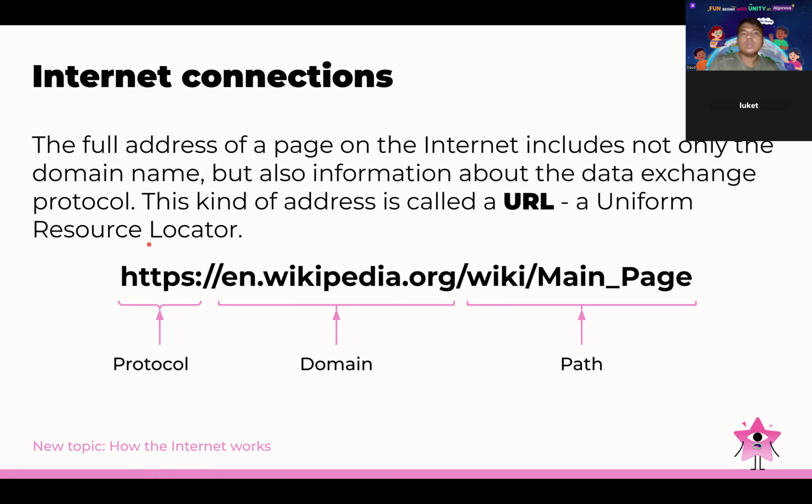Okay, so in the internet connection, we also have the URL or Uniform Resource Locator, which contains three parts. The first one is the protocol, the second one is the domain, and the third one is the path.